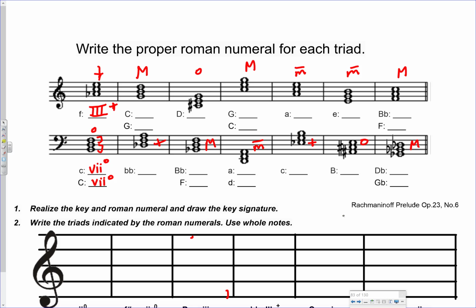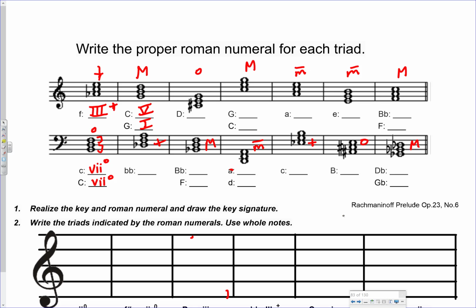Now that I have the qualities, I can go back and look at the key that's specified and figure out the Roman numeral. So C major, I have the root is a G of that triad. G is the 5th scale degree in the key of C major. Therefore, this is the 5 chord, and it's major in the key of C. And it's the 1 chord in the key of G, the tonic triad.